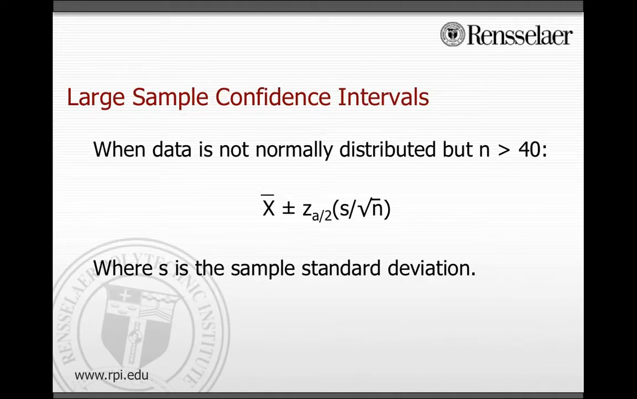So this leads to the formula x bar plus or minus z sub alpha over 2 multiplied by the sample standard deviation divided by the square root of n. So you'll notice that in this formula we do use the sample standard deviation because we can't make an estimate of the population standard deviation. So we'll use that. But what happens when your sample size is less than 40?